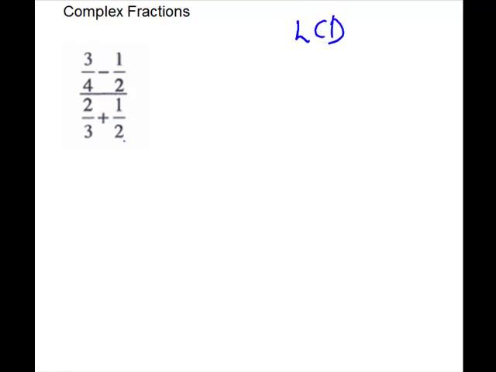Again, we have denominators of 4, 2, and 3. So our LCD is going to be 12, the smallest thing they all divide into. So I'm really doing 12 times the numerator, 12 times the denominator. I'm going to go ahead and just write it beside each piece. And then clean up.